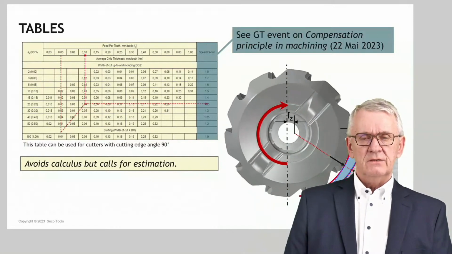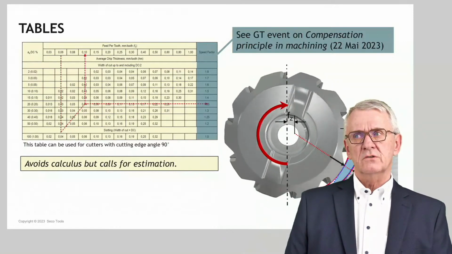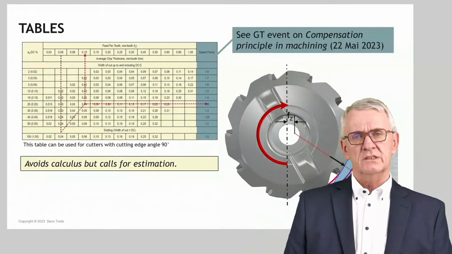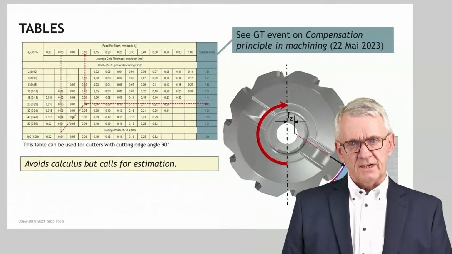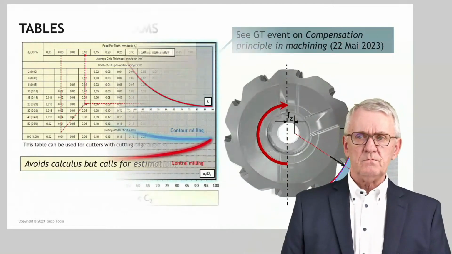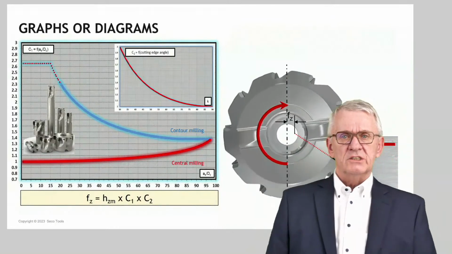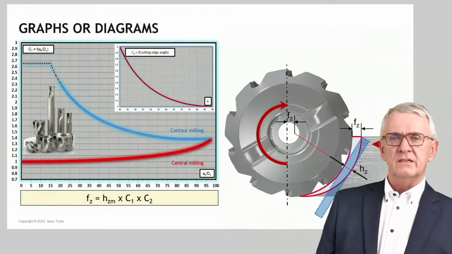In May, I think, we have a session on what is called compensation principles in machining. Then I'm going to talk about the blue column in this diagram, the so-called speed factors in machining. Diagrams, graphs, which is yet another way of showing the relation.